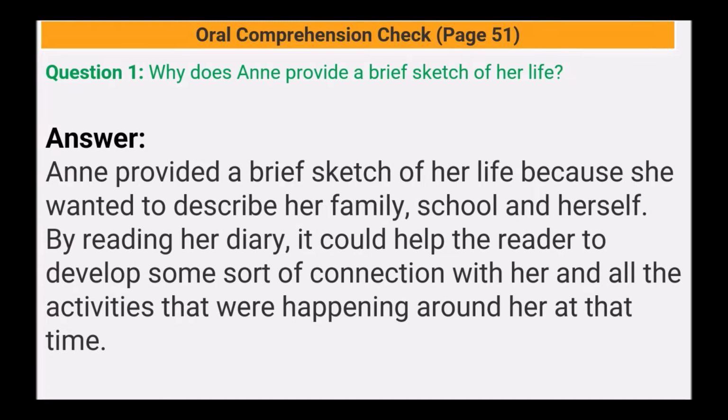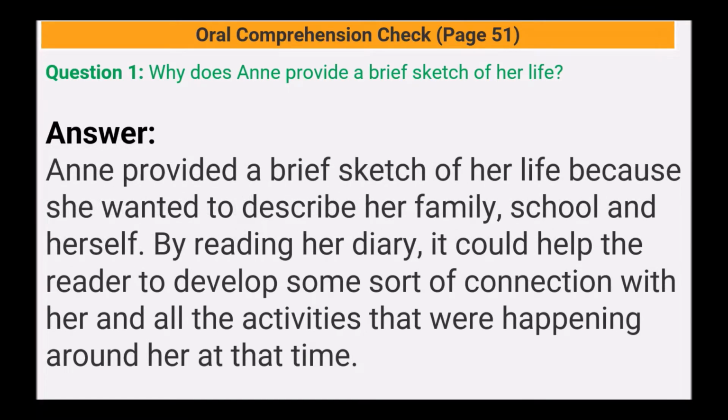Next, why does Anne provide a brief sketch of her life? Anne provided a brief sketch of her life because she wanted to describe her family, school, and herself. By reading her diary, it could help the reader to develop some sort of connection with her and all the activities that were happening around her at that time. Why does Anne provide a brief sketch?